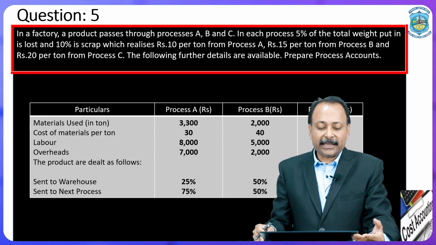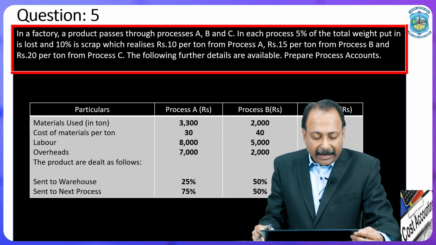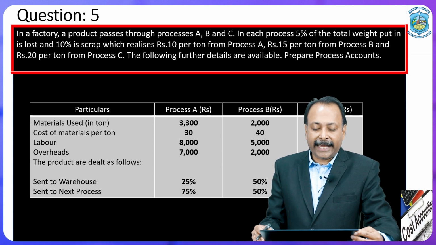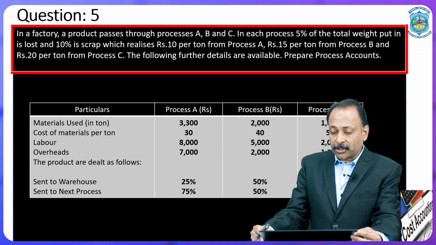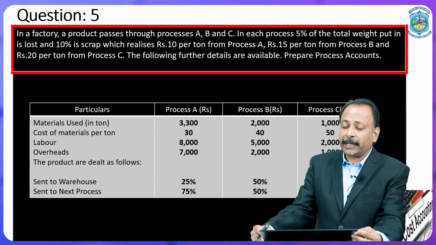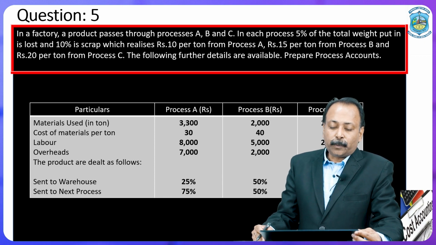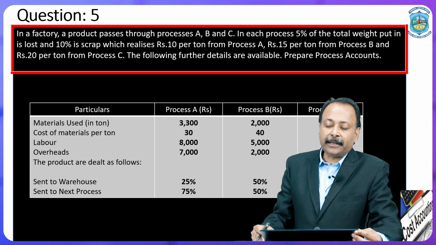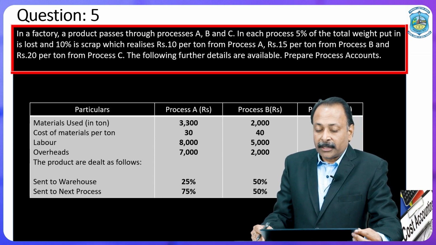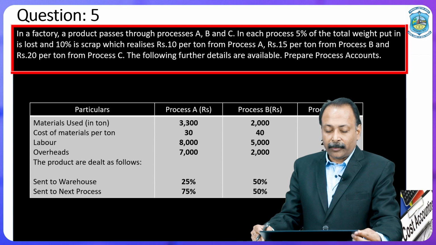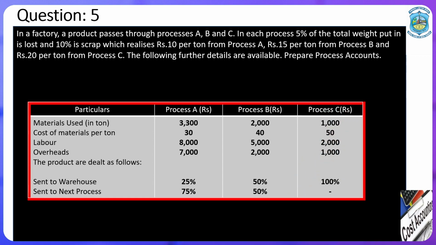types of questions. So, in this question you can find that in a factory a product passes through processes A, B and C. In each process 5% of the total weight put in is lost and 10% is scrap, which realizes rupees 10 per ton from process A, 15 per ton from process B and rupees 20 per ton from process C. The following further details are available. Prepare the process accounts. Other details given in the question: material used in tons is 3,300 for A, 2,000 for B and 1,000 for C.